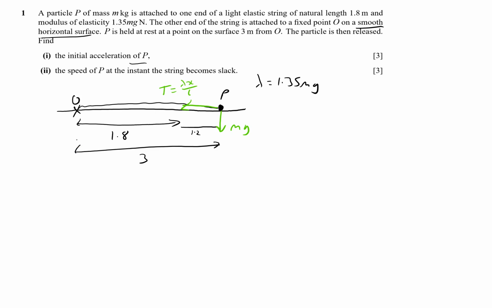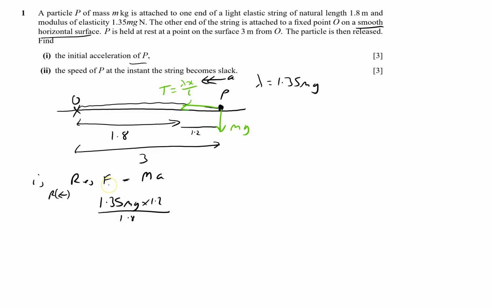Well, the only thing which links forces and acceleration is obviously going to be resultant force equals mass times acceleration. I should put the acceleration here, going that way, because it will be accelerating that way. We resolve in the direction of the acceleration, taking that to be positive. So we've got T, which is lambda, that's 1.35 mg, times x, the extension, which is 1.2, divided by L, the natural length, 1.8.